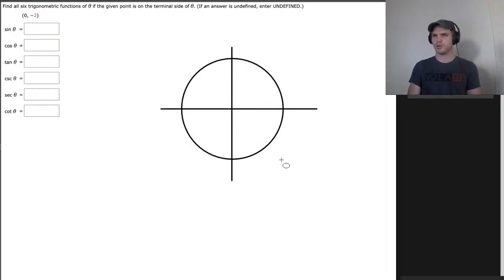And so to find all 6 trigonometric functions of theta if the given point is on the terminal side of theta. So we have a point here, 0, -2. And so that point is going to be down here, 0, -2. Okay, so this point is on the terminal side of my angle. And that's good information. So I actually know that this angle, let's say it's in standard position, is right there. So let's color this thing so you can see the terminal side. All right, oops, there we go.